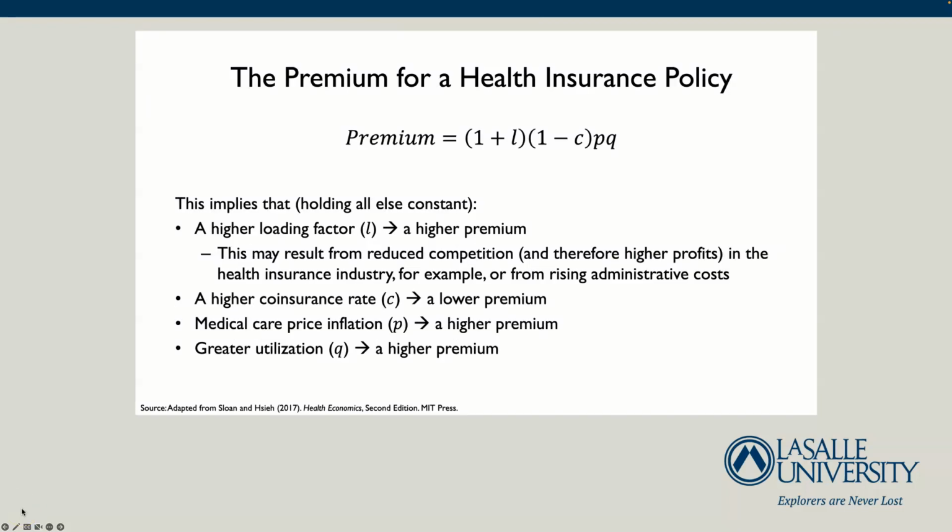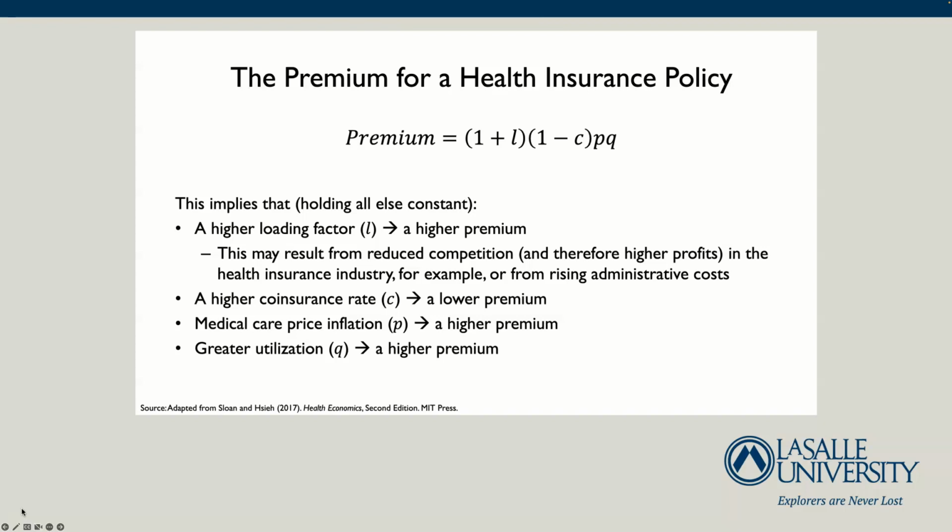But back to the formula. This would imply that holding all else constant, a higher loading factor, say greater insurer profits, would lead to a higher premium. And this could be due to reduced competition and therefore higher profits in the health insurance industry, or perhaps due to adverse selection, or simply due to rising administrative costs.